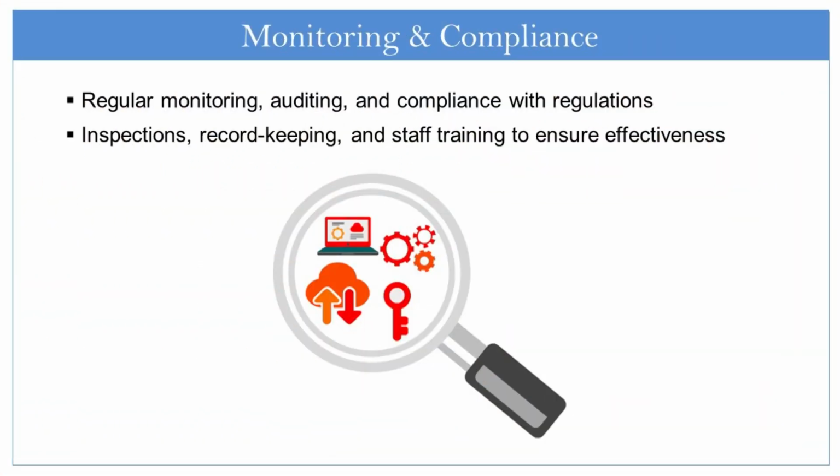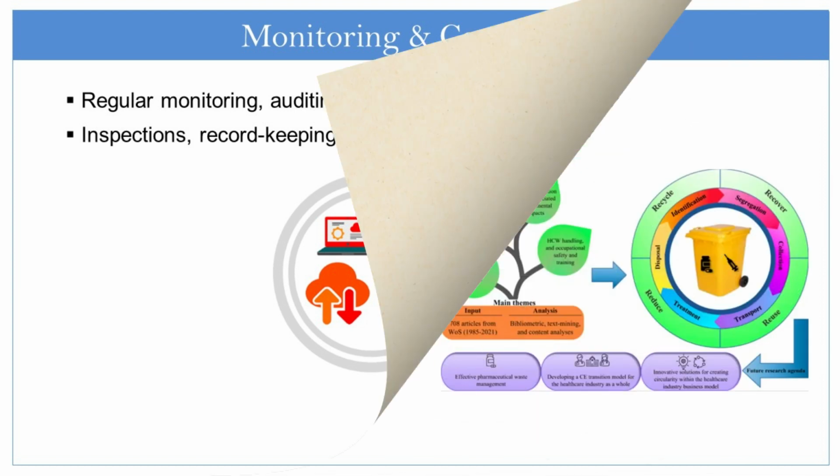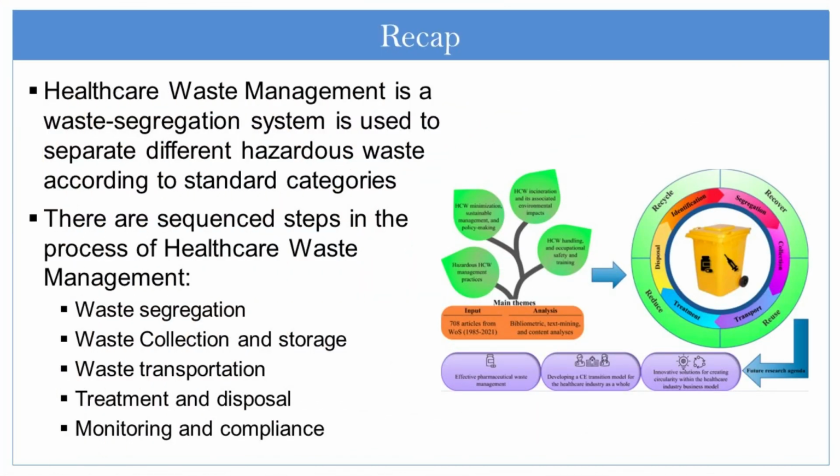Regular monitoring, auditing, compliance with regulation is important. Inspections and record keeping and staff training to ensure the effectiveness is important. So just to recap, healthcare waste management is a waste segregation system, and it is used to separate different hazardous substances according to their categories. There are sequence steps in the process of healthcare waste management, and we will be talking about them time and again. That's about waste segregation, waste collection, waste transportation, then to treat it and dispose of properly as per the guidelines, and to monitor and ensure compliance for all the procedures.